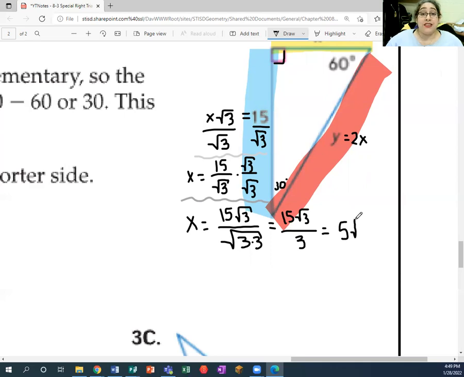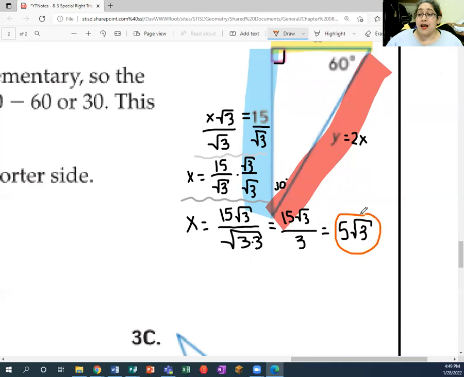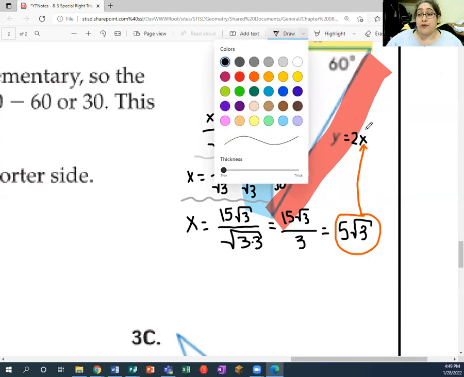All right, I'm doing 15 divided by 3, which is 5. And so now I know the value of x is 5 times the square root of 3. Now that I have a value for x, let me grab a different color. Now that I have a value for x, I can shove that right in there. And I can now figure out the value of y.